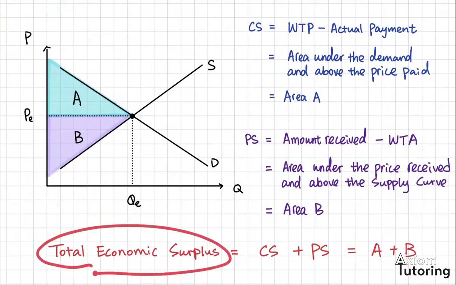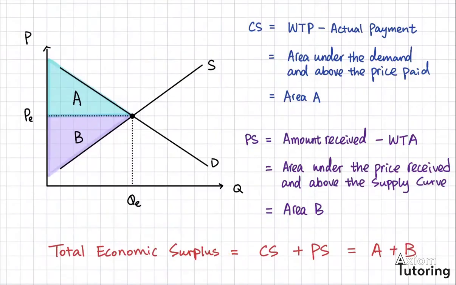These concepts, consumer surplus, producer surplus, and total economic surplus, will help us evaluate the overall welfare created in the market and are very essential tools for analyzing the impact of government interventions such as taxes, subsidies, price controls, and changes in the market conditions.